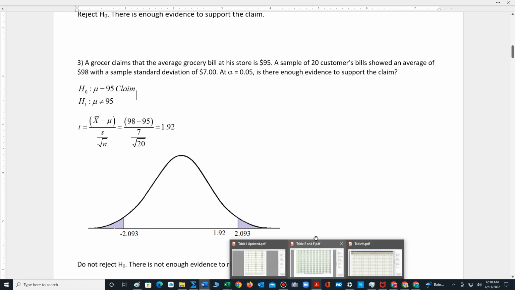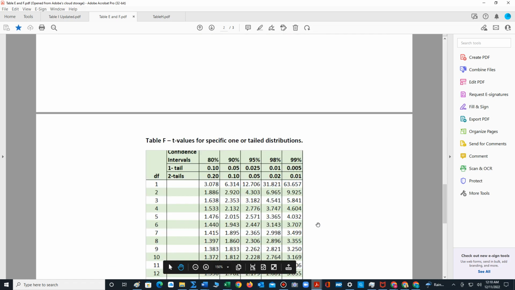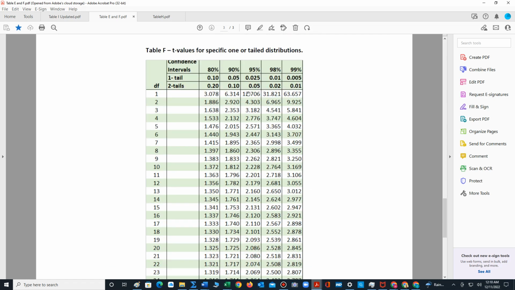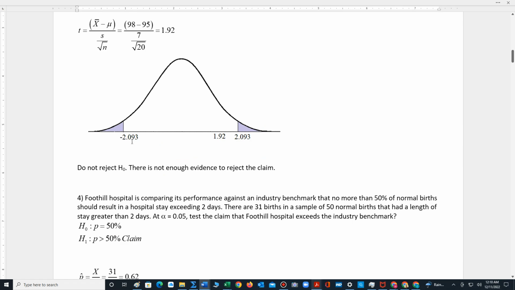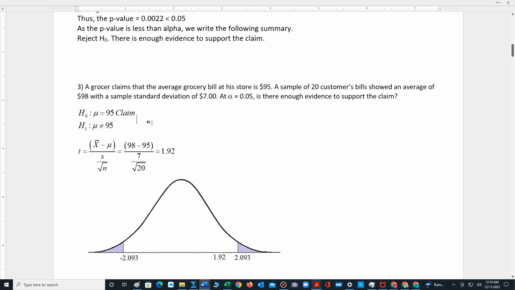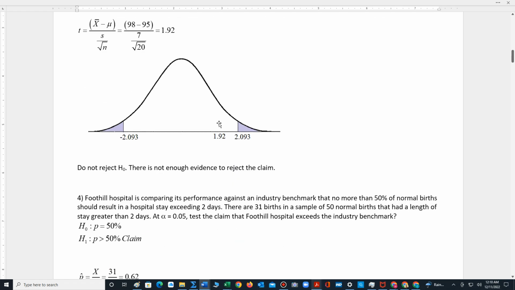And we then look up the critical value in table F. So 2 tails, 0.05, we go down to 19, 2.093. We have negative 2.093, positive 2.093. Plug in our information. Sample mean 98, population mean 95, sample standard deviation is 7 over radical 20. That's 1.92. The value falls in the non-critical region. We do not reject H naught. There is not enough evidence to reject the claim.